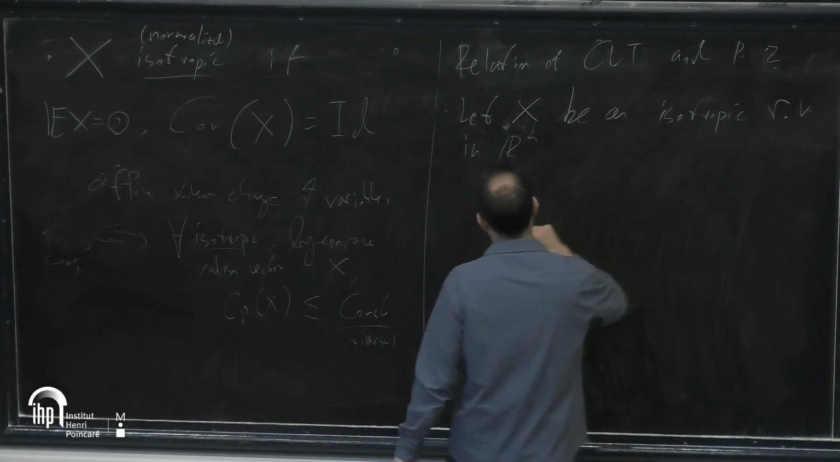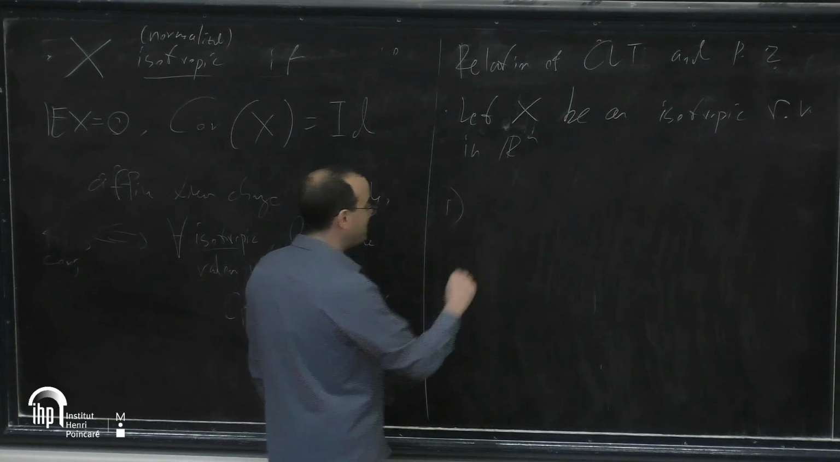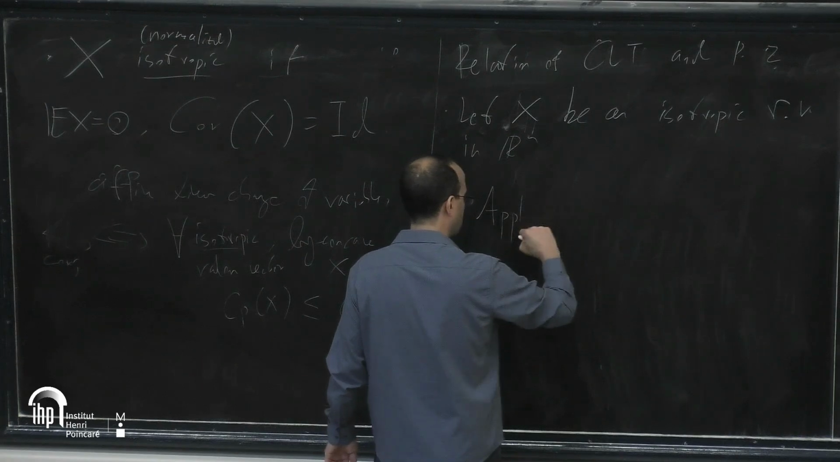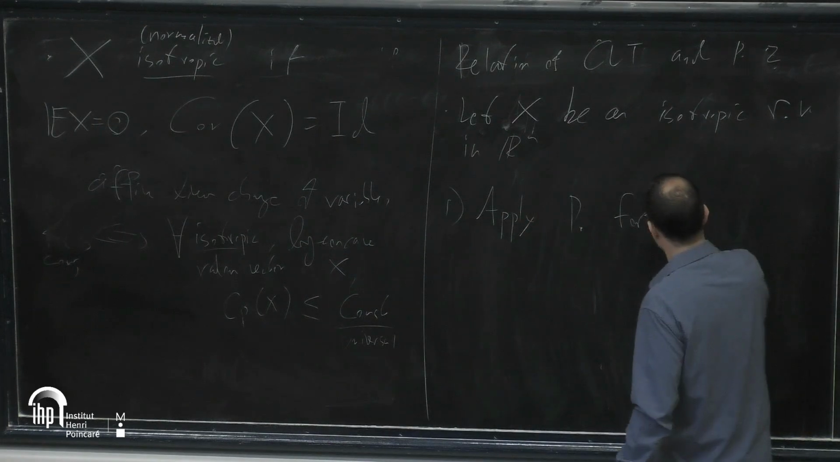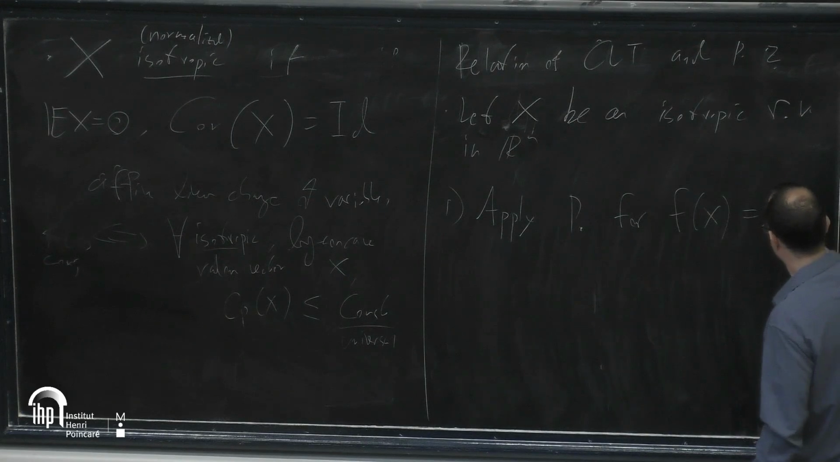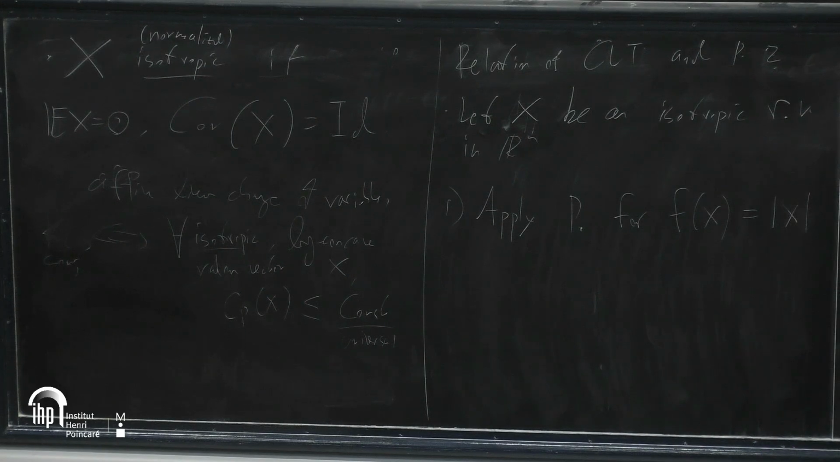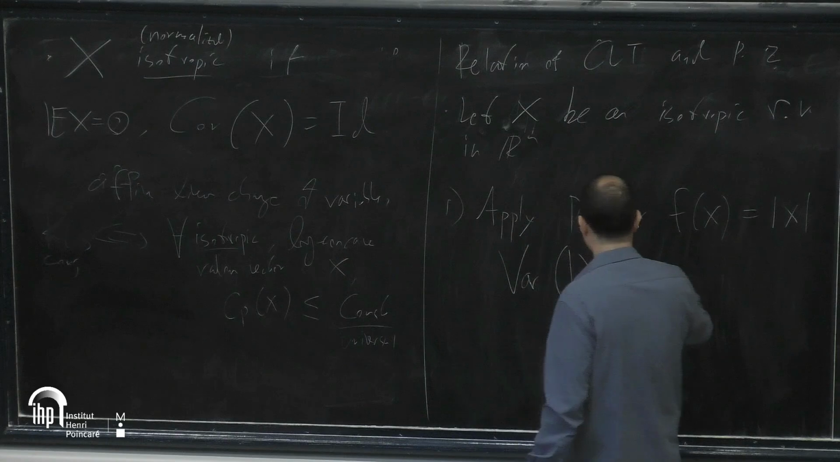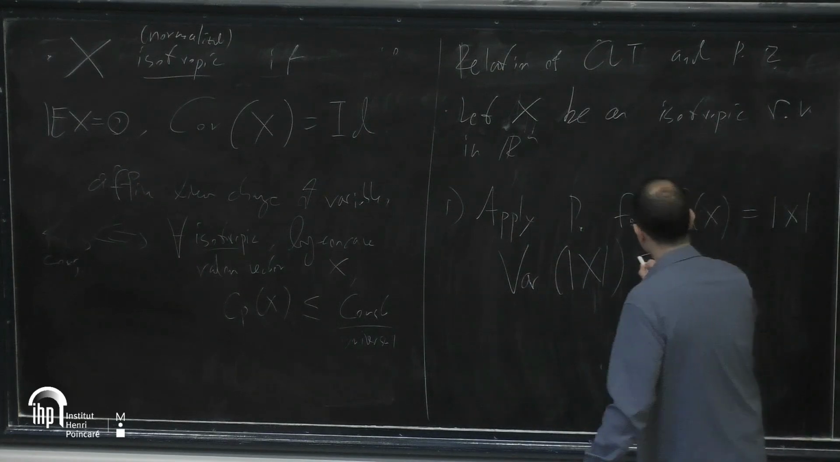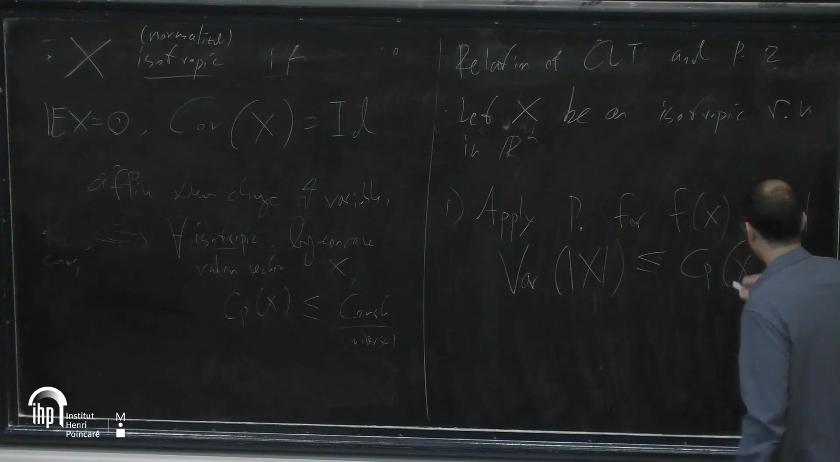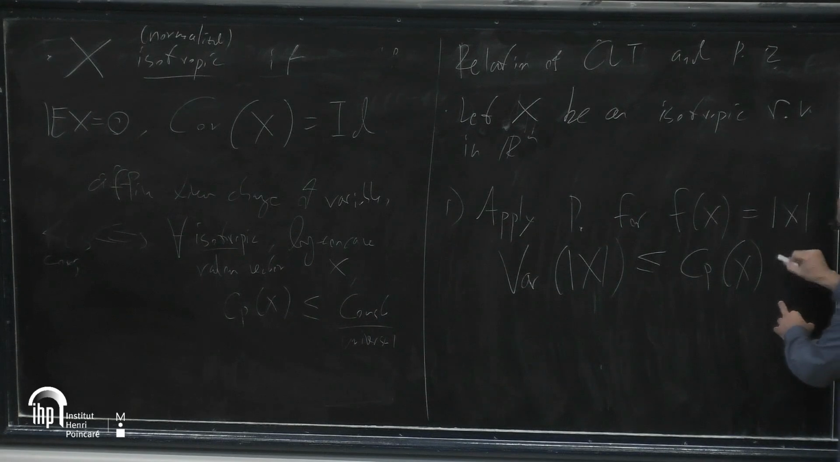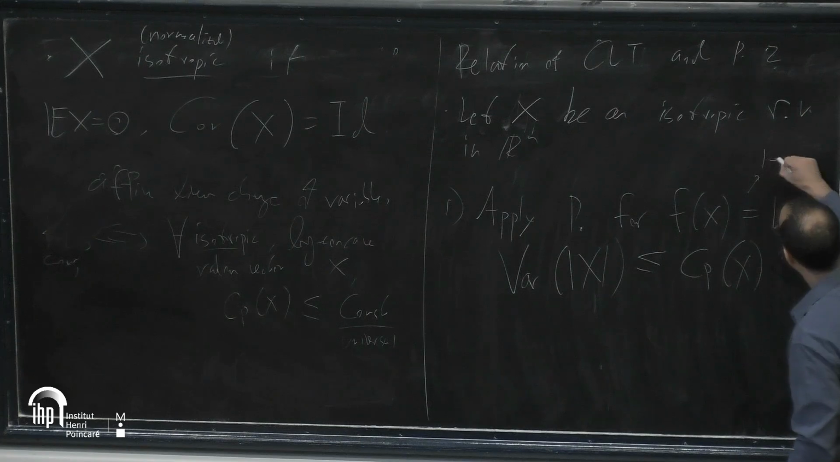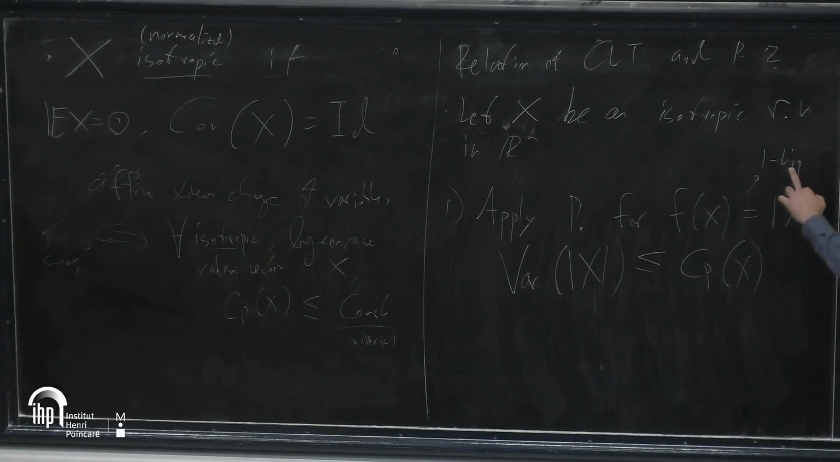Now, there are two things I want to say. First of all, what happens if you apply the Poincaré inequality for the function which is just the Euclidean norm? What do we get? Well, we get that the variance of the Euclidean norm of x is at most the Poincaré constant times the integral of the gradient squared. But the gradient is just one because this is a one-Lipschitz function. The Euclidean norm is definitely a one-Lipschitz function, this is from the origin. So I don't need the second term. And I get that the variance is at most the Poincaré constant.